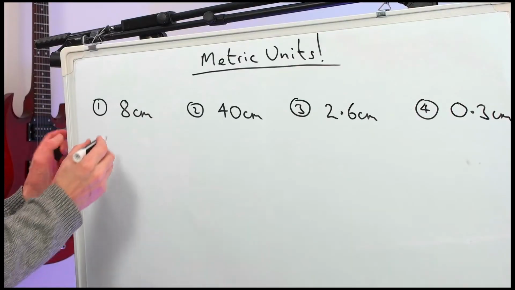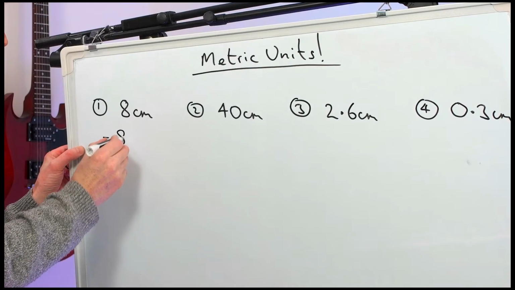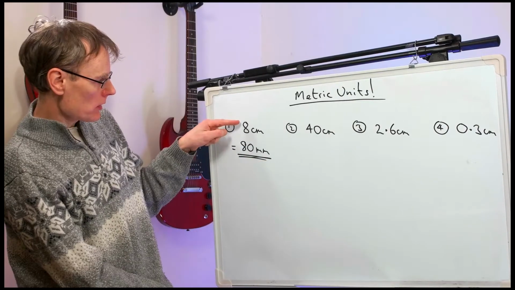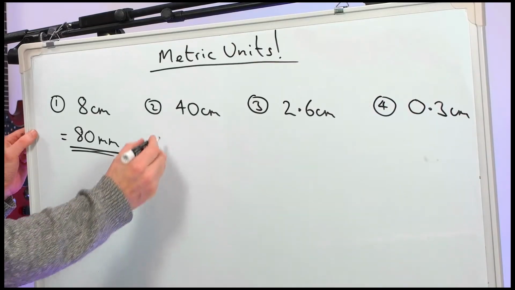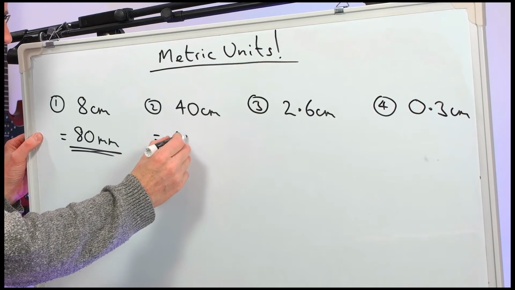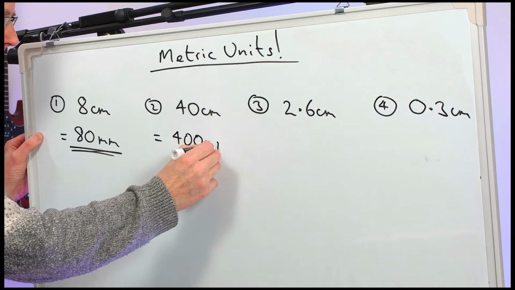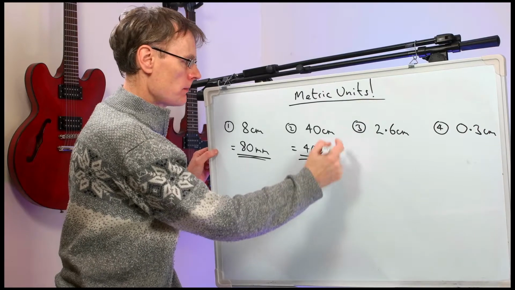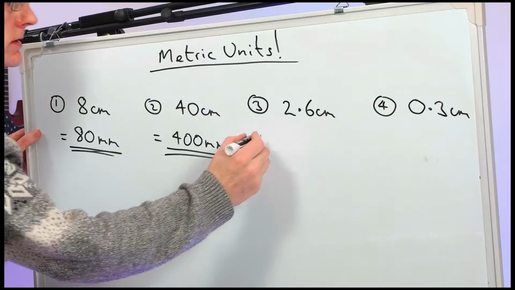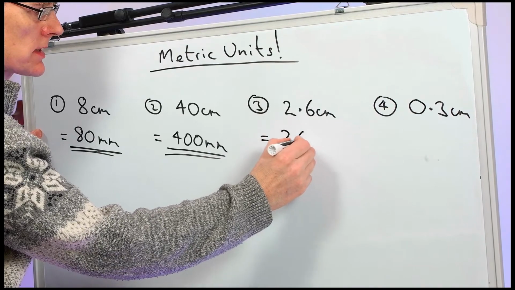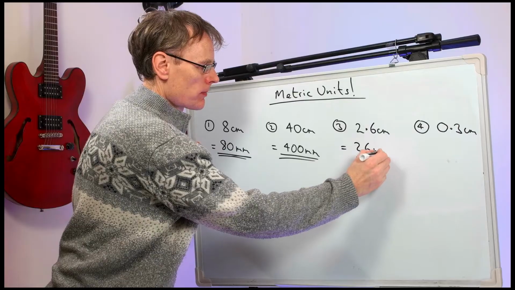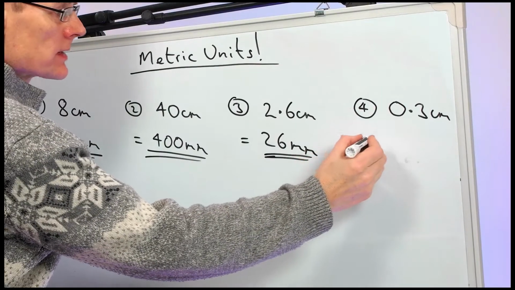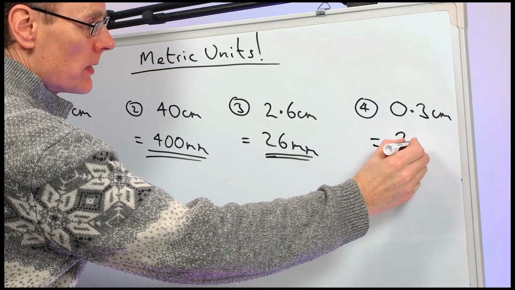Right, question number 1. 8 centimetres is 80 millimetres. Each centimetre is 10 millimetres. We've multiplied that by 10. Number 2. 40 centimetres is 400 millimetres. That's about that long. Number 3. 2.6 centimetres. That's going to be 26 millimetres. And the last one, that's less than a centimetre, that's very small, that is just 3 millimetres.